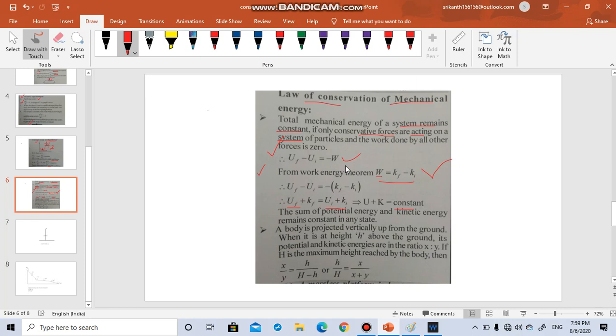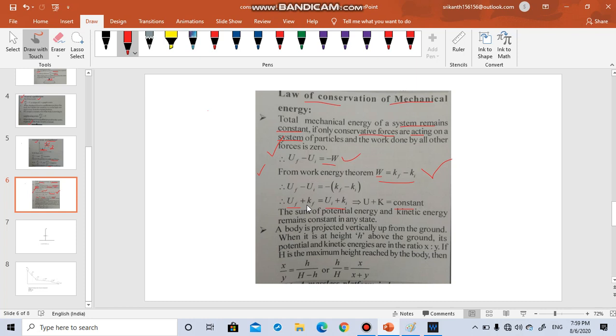However, in much more detail we can discuss this statement. But here you need to understand that if you take Uf minus Ui, you have to put minus W. Remember this. Whenever you write work done is equal to change in kinetic energy, you can write delta KE. Work done is equal to delta KE. But when you express it in terms of potential energy, it will be minus delta PE. That minus is very important. Please remember that.